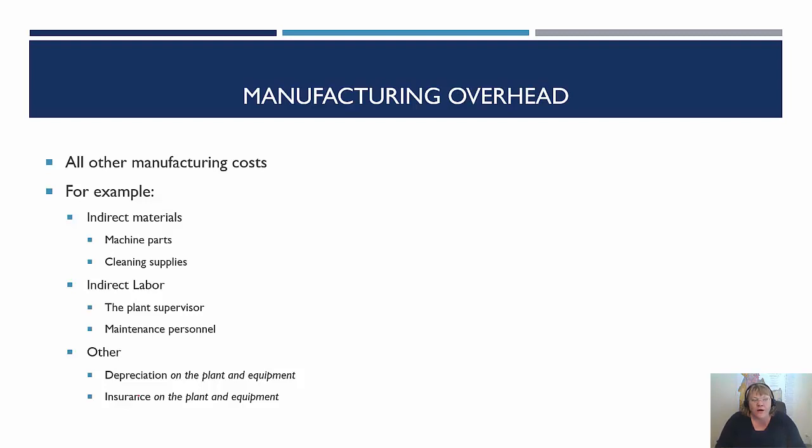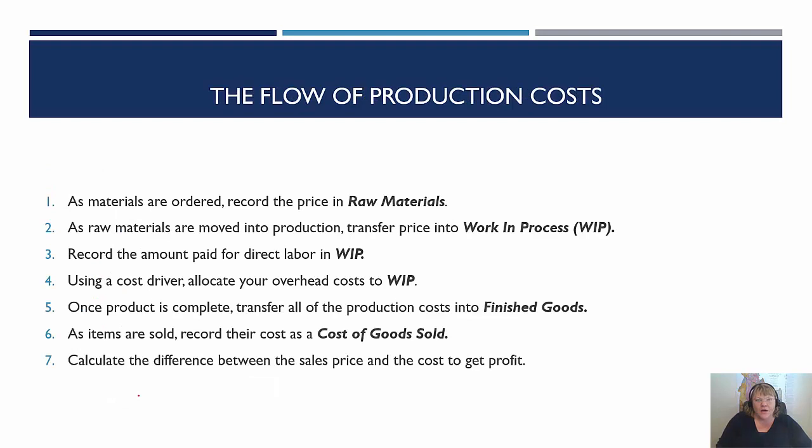Now, other depreciation items is depreciation on the plant and the equipment. So the depreciation on the plant and the equipment, anything in the factory, is included, whereas depreciation on your period cost items, your office equipment, is a period cost. And then the insurance on the plant and equipment is also a cost. You want to take in all of those costs to figure out how much your product is costing you to make. So now the flow of production costs.